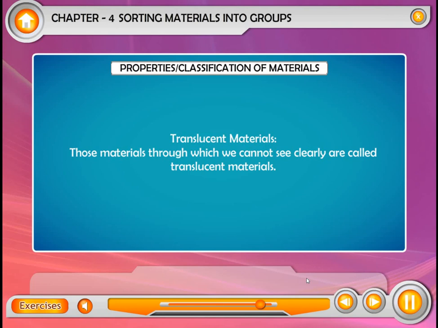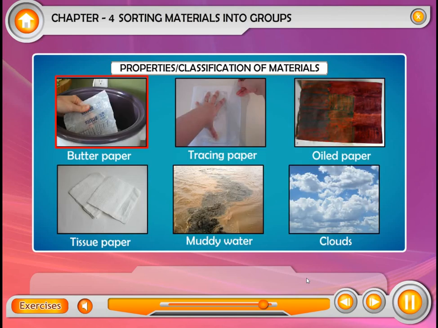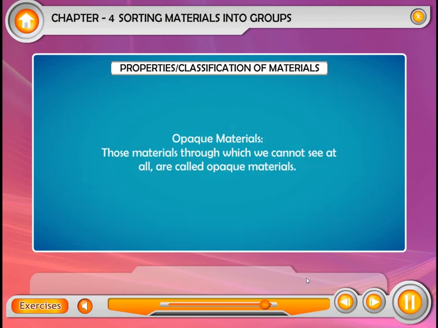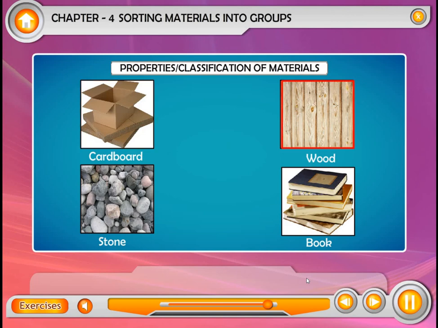2. Translucent materials. Those materials through which we cannot see clearly are called translucent materials. Some of the examples of translucent materials are butter paper or tracing paper, oiled paper, tissue paper, muddy water, and clouds. 3. Opaque materials. Those materials through which we cannot see at all are called opaque materials. Some of the examples of opaque materials are cardboard, wood, metals, stone, and book, etc.